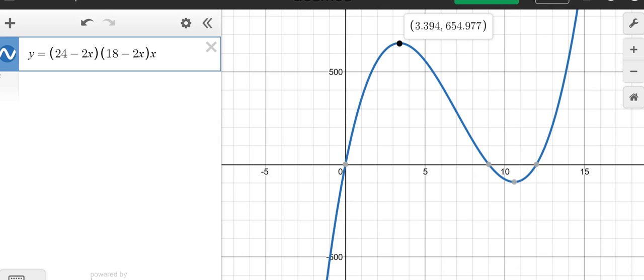3.394. I should instruct my employee to cut out 3.394 inches from each corner. In that case, what volume will be created? Come on, don't stare. Think. 654.977 cubic inches of volume.